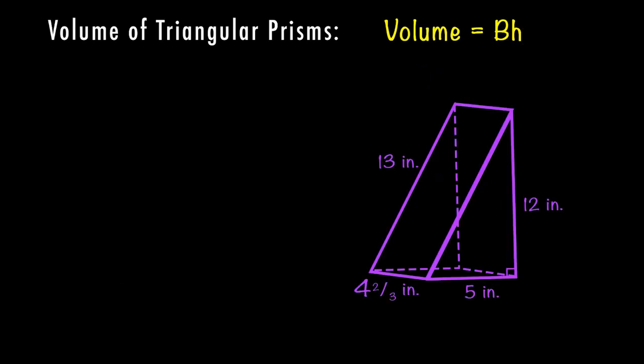All right, let's go ahead and try another problem. And now we have an image with a triangular prism, and this is a right triangle. I can see right here my right angle.